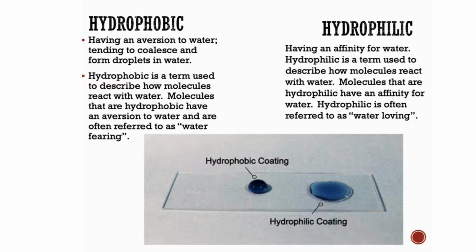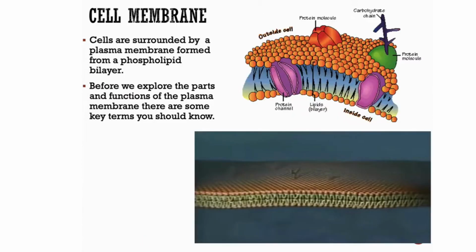When it comes to hydrophilic molecules, they have an affinity for water. They love water and they are easily dissolved in water. As you see in the picture, the hydrophobic coating and the hydrophilic coating show how they actually behave in water. It shows their characteristics. So our main focus today is going to be the cell membrane.